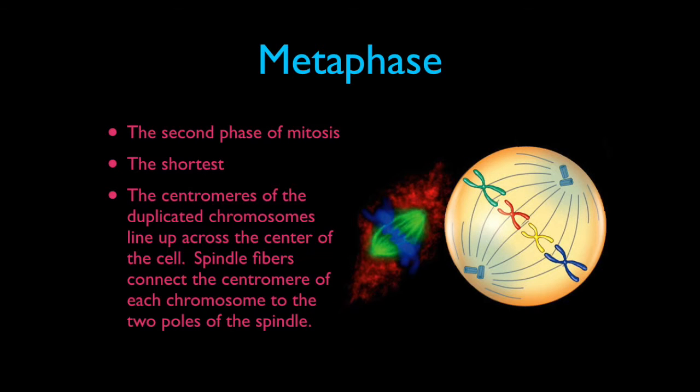The second phase in mitosis is metaphase. Metaphase is the shortest. The centromeres of the duplicated chromosomes line up across the center of the cell. Spindle fibers connect the centromere of each chromosome to two poles of the spindle. Meta means middle. They line up in the middle.